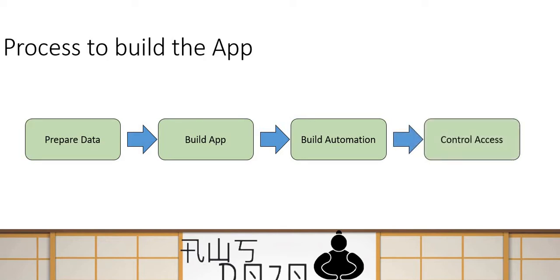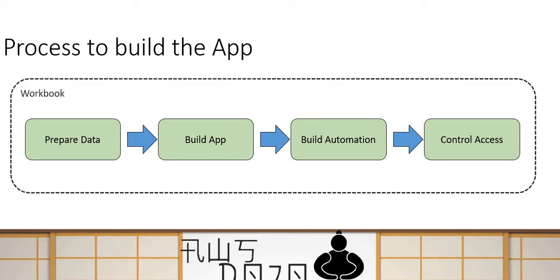Those kind of things you can do as a part of the automation. And then finally, you start sharing your application with the other users so that other users can access the applications. So you provide control or access to the applications to the users. So that's the final step. And this whole 4-step process you can perform under a single workbook. So your workbook is kind of like a project. And under that project environment, you prepare your data, you build your application, you build your automation, and finally you share with the end users.